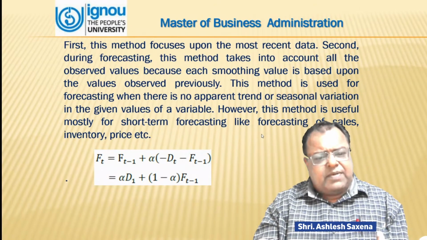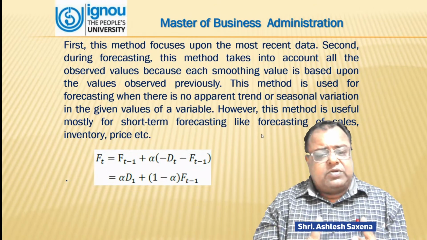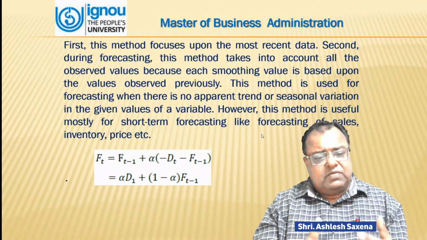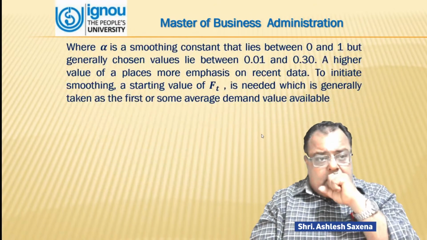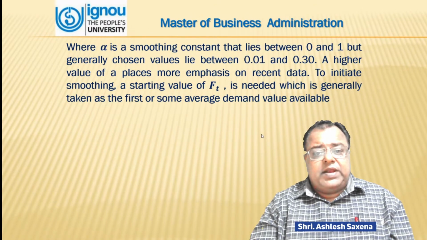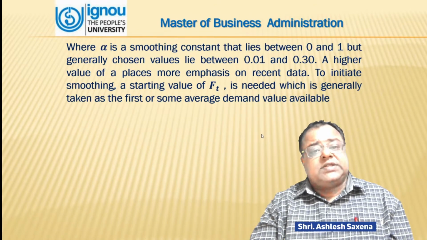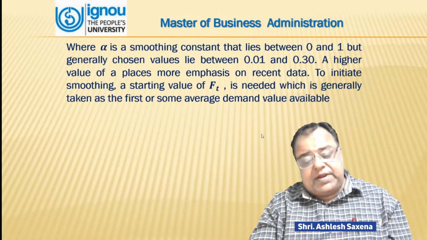So we can develop a formula like this: Ft = Ft-1 + alpha (dt - Ft-1). When we simplify it, we get Ft = alpha dt + (1 - alpha) Ft-1, where alpha is the smoothing constant that lies between 0 and 1, but the generally chosen value lies between 0.01 and 0.30. A higher value of alpha places more emphasis on recent data. To initiate smoothing, a starting value F0 is needed, which is generally taken as the first or some average demand value available.